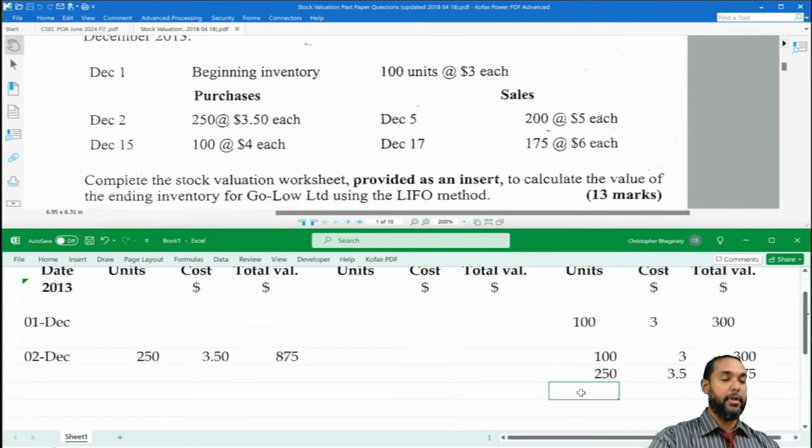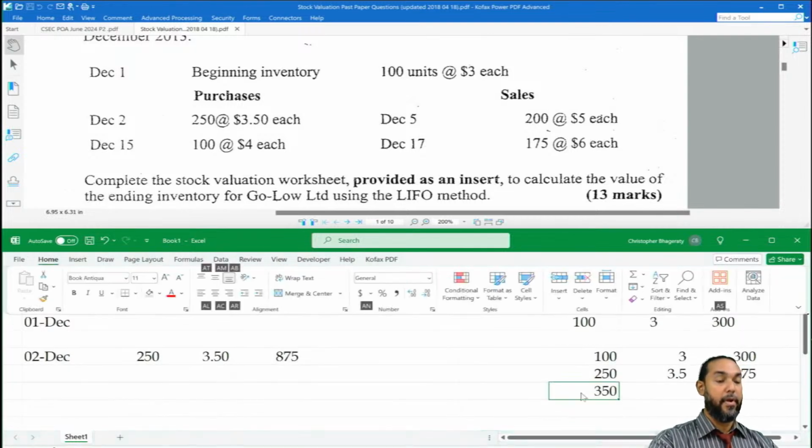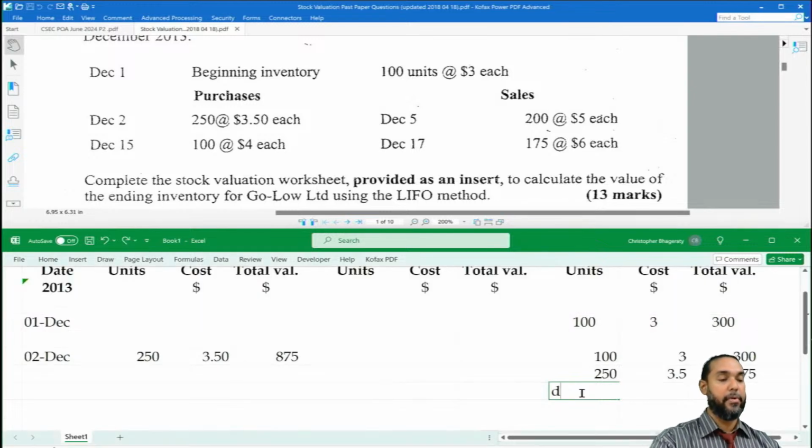Right, so in all, you have 350 units left. And across here now, sorry, the total value is 1175.